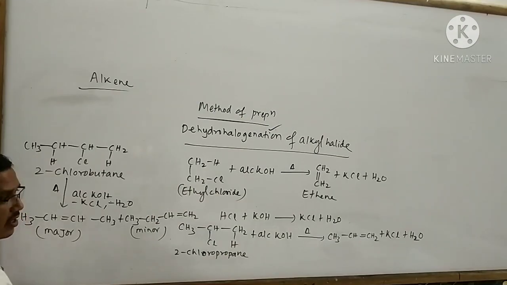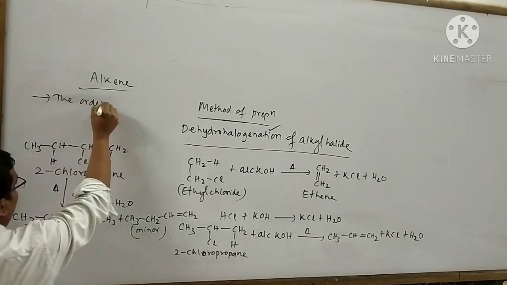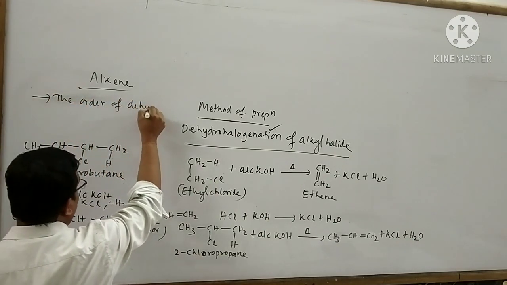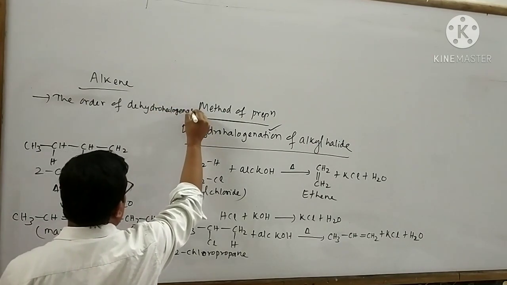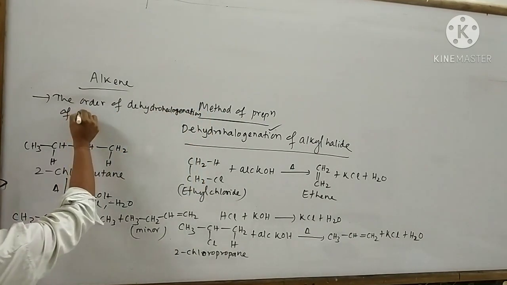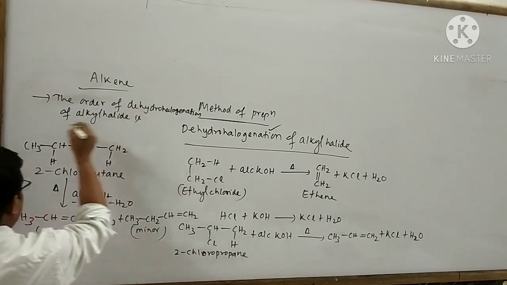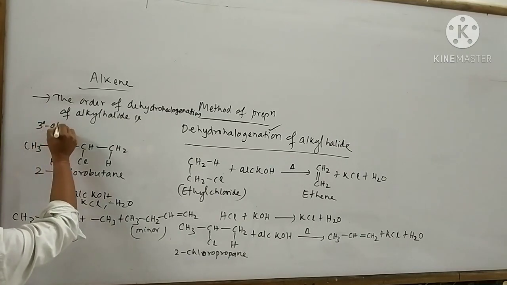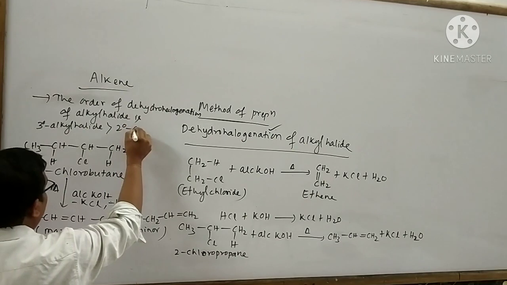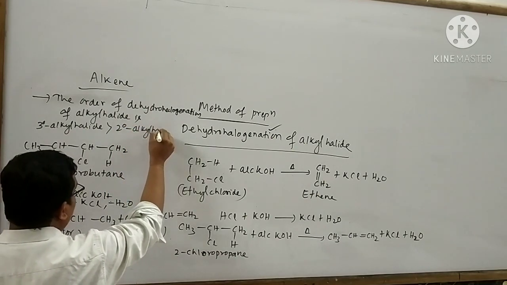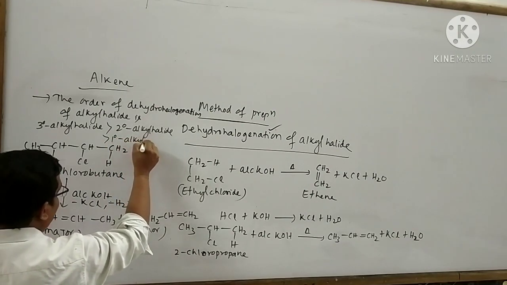Remember some important points: the order of dehydrohalogenation of alkyl halide is 3-degree alkyl halide greater than 2-degree alkyl halide greater than 1-degree alkyl halide.